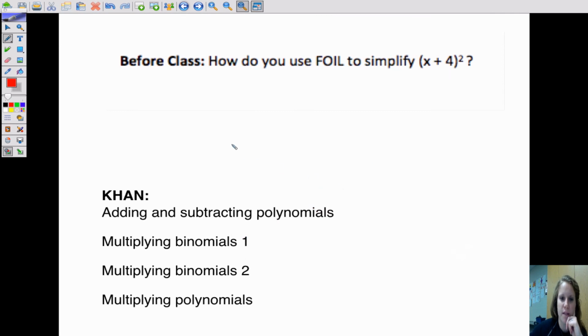So before class, use FOIL to simplify x plus 4 squared. Now think about the fact that x plus 4 squared is going to be x plus 4 times x plus 4. So I'll give you a little hint. Pause, stop right now if you don't want the hint. If you want the hint, this will be x plus 4 times x plus 4. And if you want to practice, which you're going to have to eventually, might as well start, these are the topics to practice.